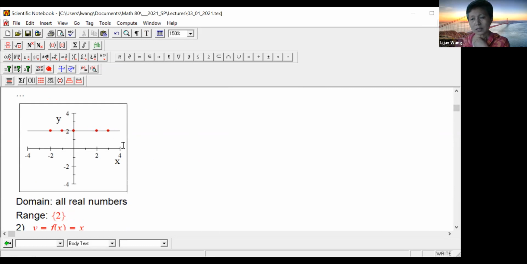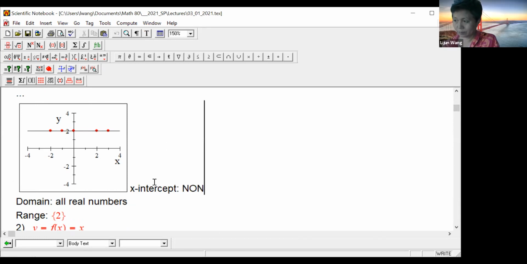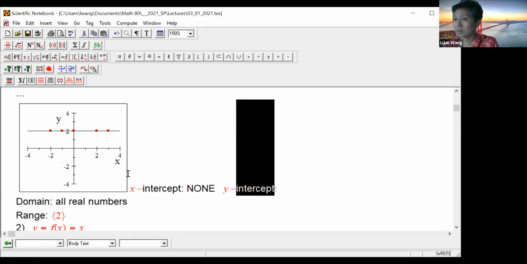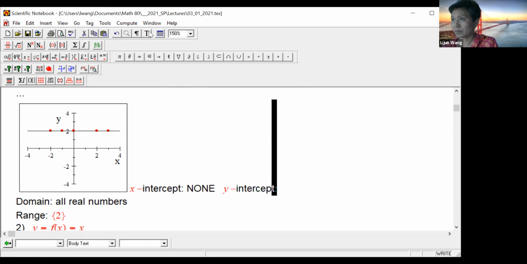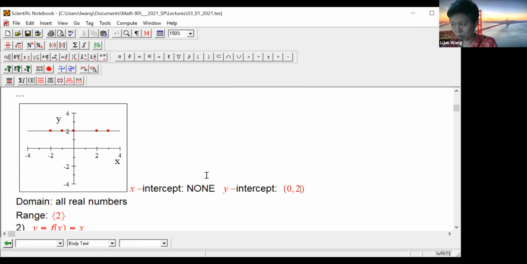Does the line cross the x-axis? No. Nope. So there's none. Okay. Does the line cross the y-axis? Yes. What is it? 2. What is the y-intercept? 2. Incomplete answer. You need to give me an ordered pair. 0, 2. That's right. 0, 2.